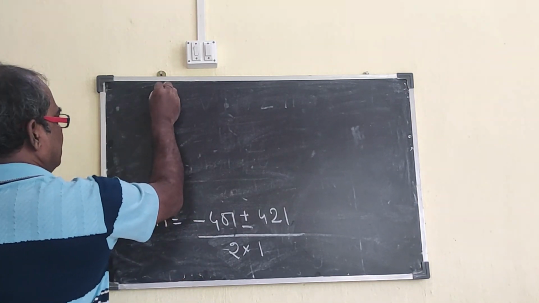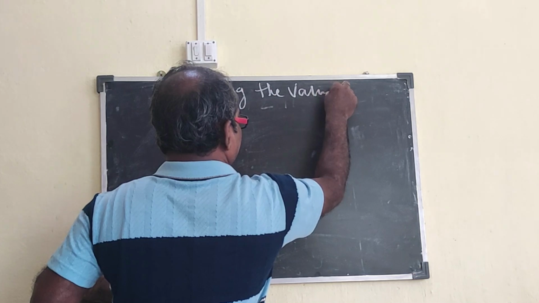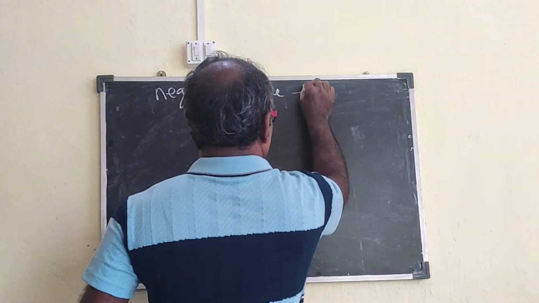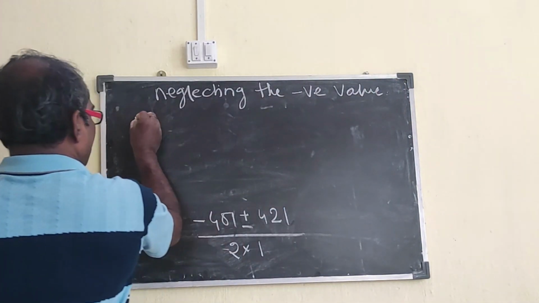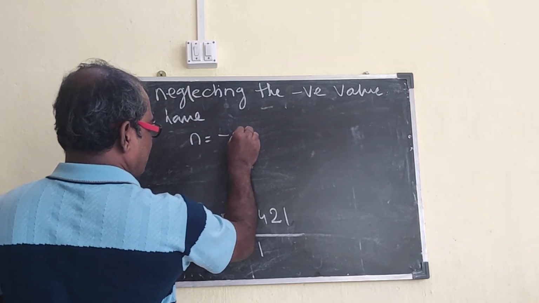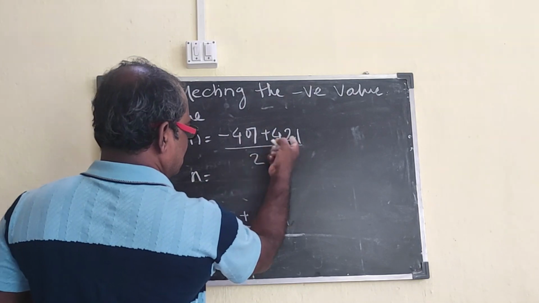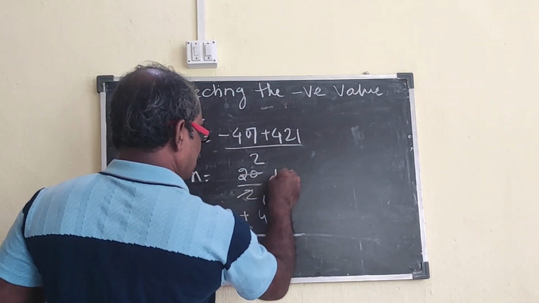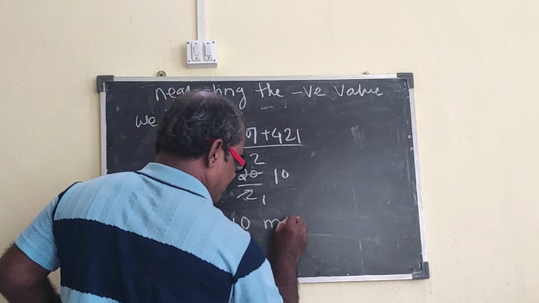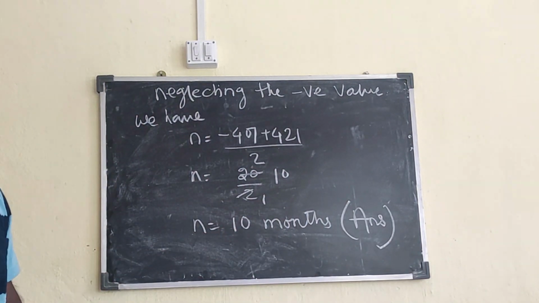What you are going to write? Neglecting the negative value, we have n is equal to minus 401 plus 421 by 2. That is n is equal to 20 by 2. So n is equal to 10 months. So this is your final answer.